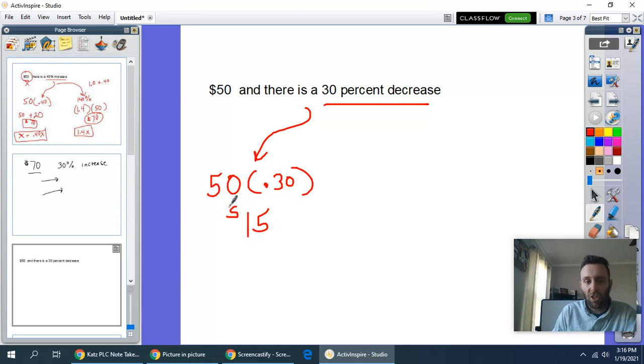But remember, that's just the 30%. So if there's a 30% decrease, you still have to subtract this $15 from the 50. And 50 minus 15 will get you your final answer, which would be $35.